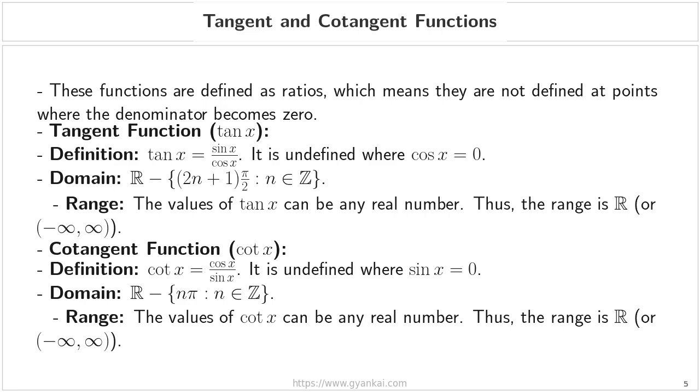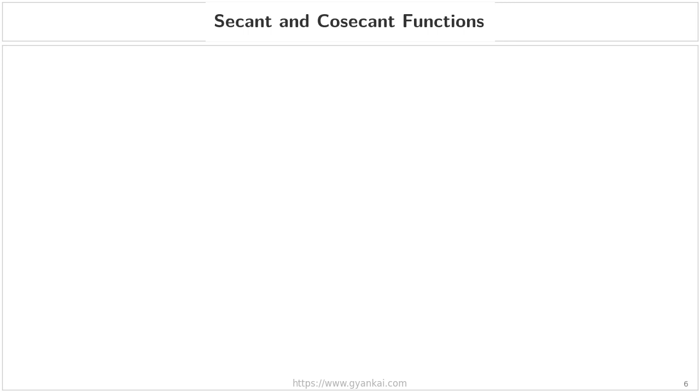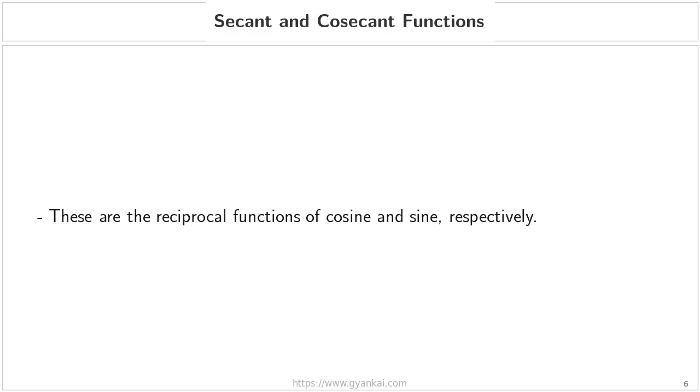Please pay close attention to these undefined points in the domain, as we will encounter similar restrictions when we discuss the secant and cosecant functions in the next slide. Secant and cosecant functions. Now that we have discussed the tangent and cotangent functions, let's move on to the final pair of trigonometric functions. These are known as the reciprocal functions of cosine and sine, respectively.